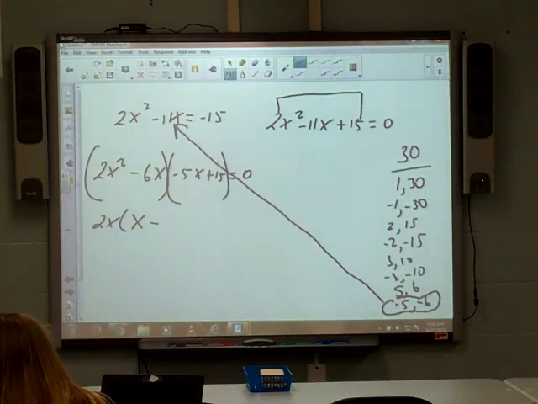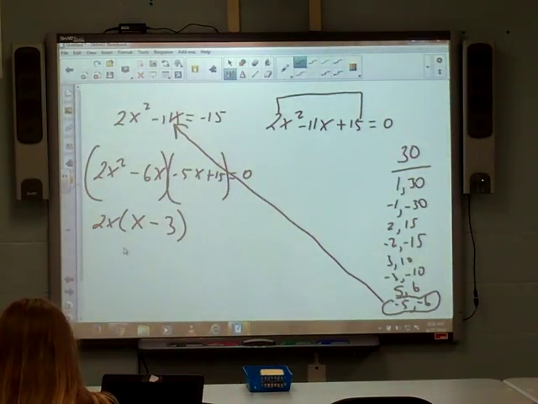Bring down my minus sign. This was a 6x. I divided the 2 out, so 6 divided by 2 is 3. And I took that x out. Now look at that. If you were to go back and distribute, it'd be the same thing. 2x times x is 2x squared. 2x times negative 3 is negative 6x. It's just backwards distributive property, factoring, dividing.